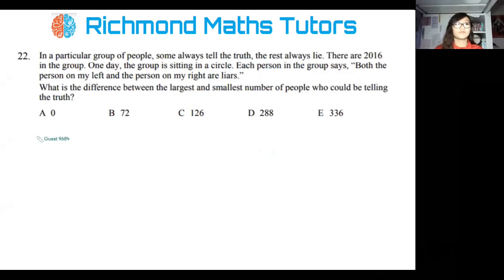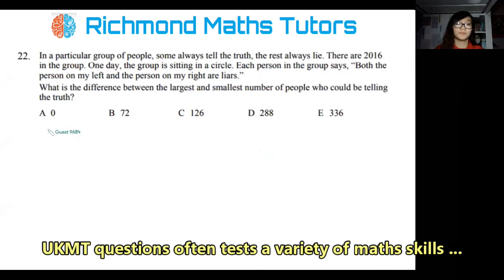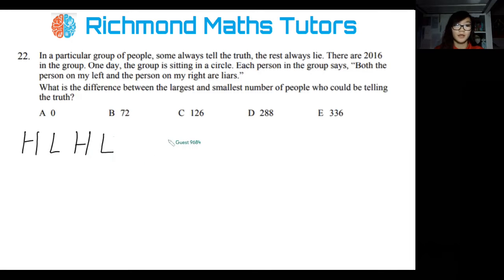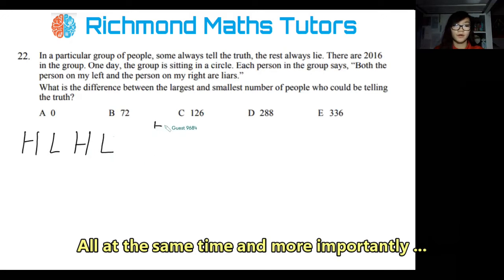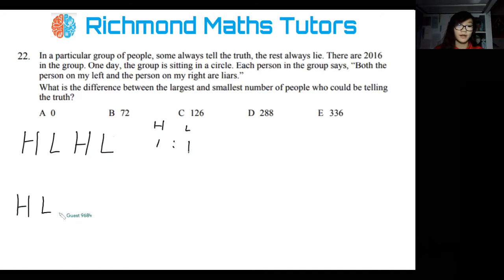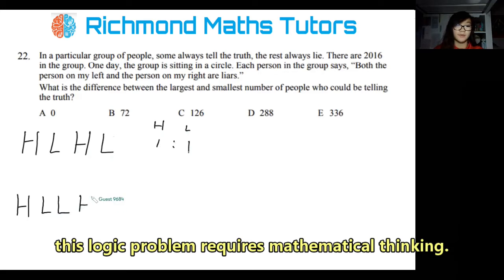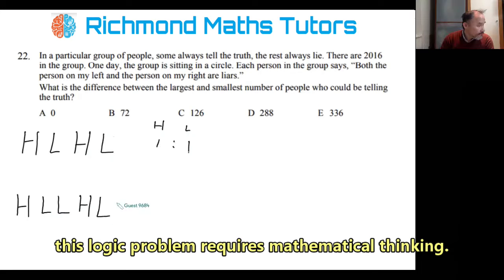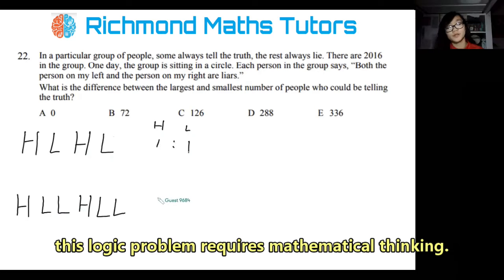So there are two different patterns we could have between honest people and liars. We can have an alternating pattern of honest people and liars, so HL, HL, and the ratio of honest people to liars would be 1 to 1. And then we can also have a pattern of honest person, liar, liar, and an honest person again, followed by 2 more liars. So the ratio of honest people to liars here would be 1 to 2.